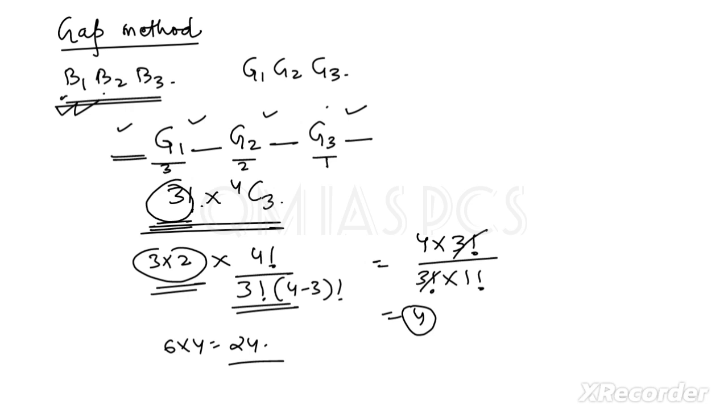Okay, one thing I have missed here: this one, 4C3, what is it? When we select 3 gaps out of 4, that will be 4C3. That's fine. For 3 boys, it will be 4C3. But now we have to arrange them in gaps, so that will be 3 factorial ways. So we have to multiply by 3 factorial ways. The complete answer will be 24 multiplied by 3 factorial, that is 6, so it will be 144. Okay, my mistake here.